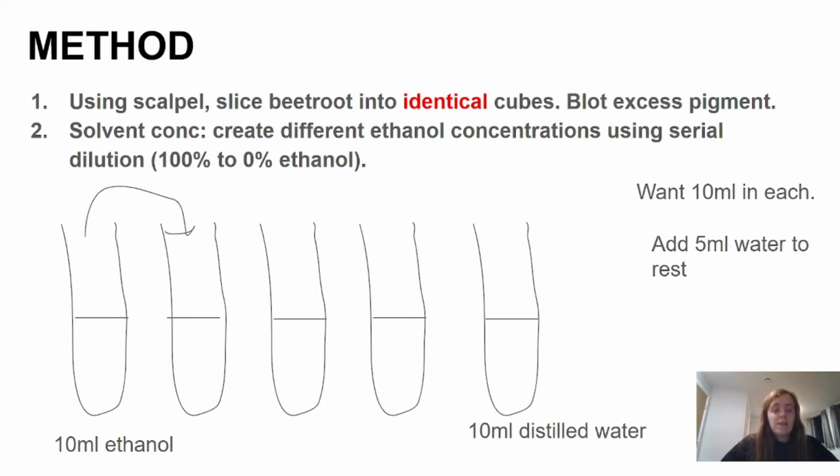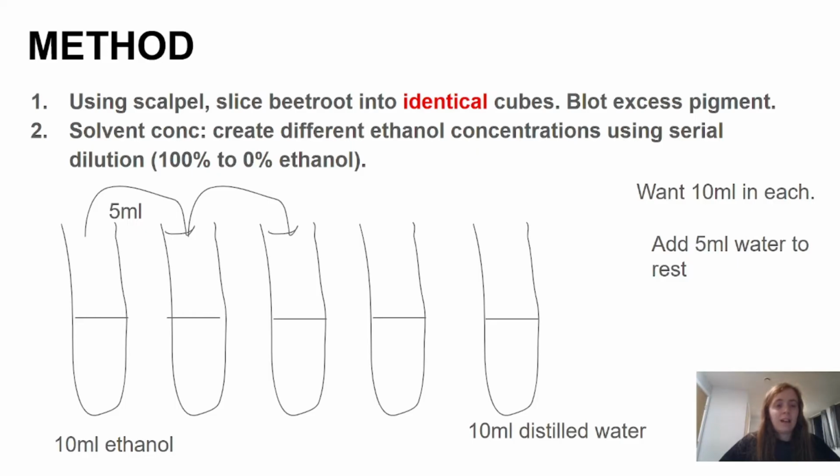So to dilute the 100% ethanol to say 50% ethanol, what you would do is take 5 milliliters from that 10 milliliters of ethanol and add it into that 5 milliliters of water. And then you get the 50% ethanol.